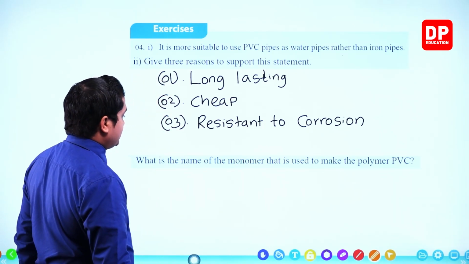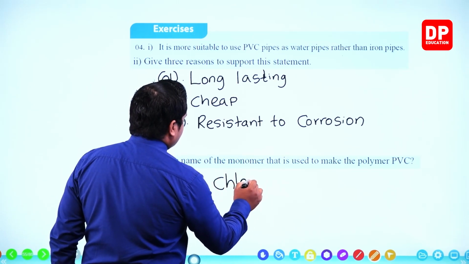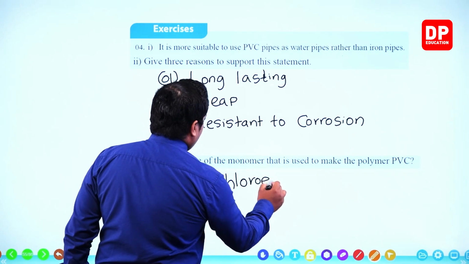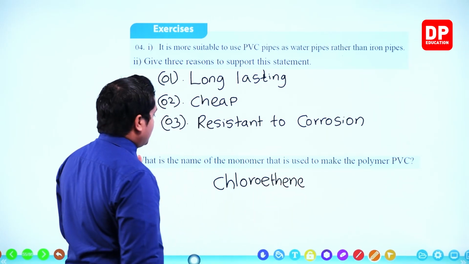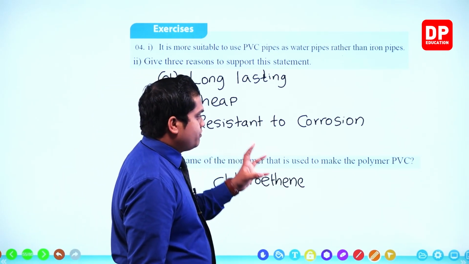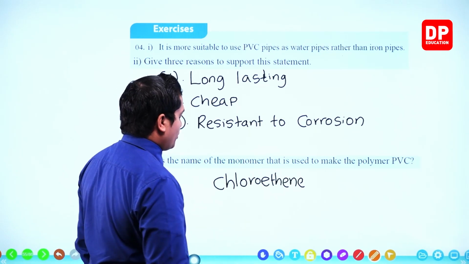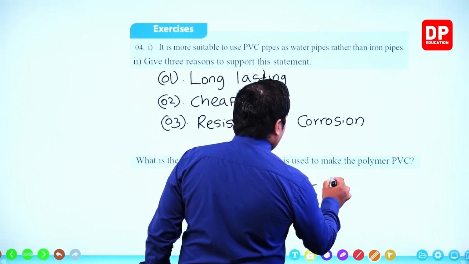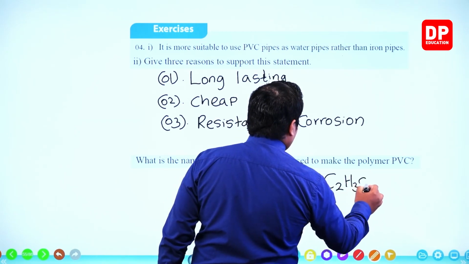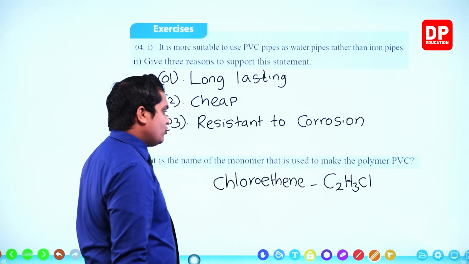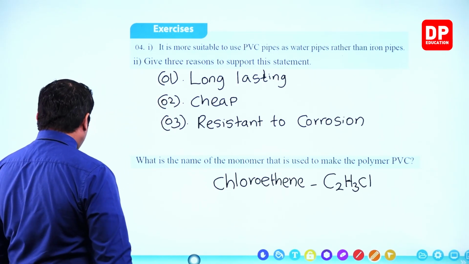So, we can write the answer: chloroethene. So, the name of the monomer used to make polymer PVC is chloroethene. We'll write the chemical formula as well. C2H3Cl, chloroethene, right? Okay, then the next question.